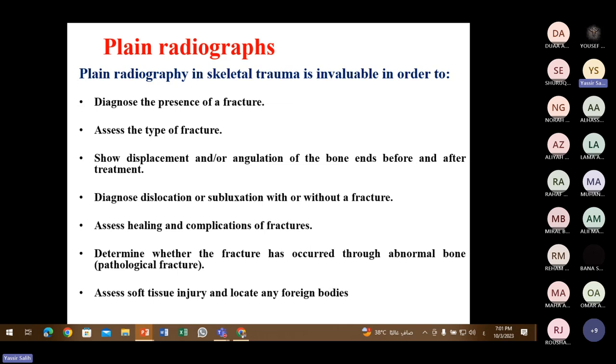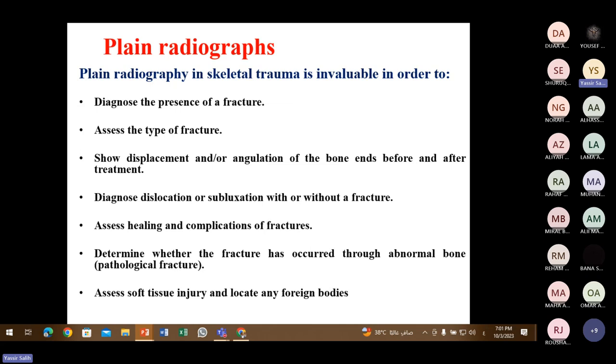Comminuted fracture? Is it simple fracture? What type of fracture is it? Is it greenstick fracture by this plain X-ray? And it can show the displacement. Is it displaced laterally? Is it displaced upward? The X-ray may show if there is any angulation of the fracture fragment.